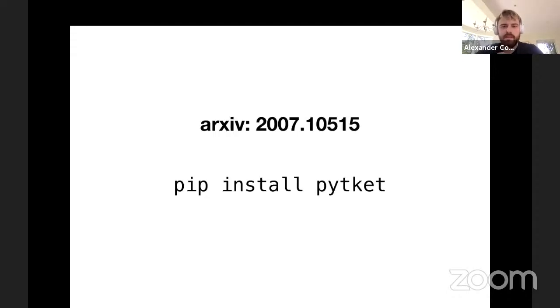But we recommend that you try this out for your own Unitary Coupled Cluster Ansatz and see what kind of circuit sizes you get out. And there's an arXiv link here as well that you can go check out. Thanks.